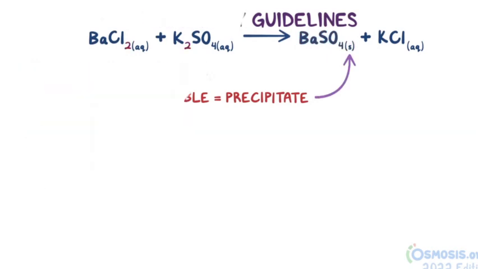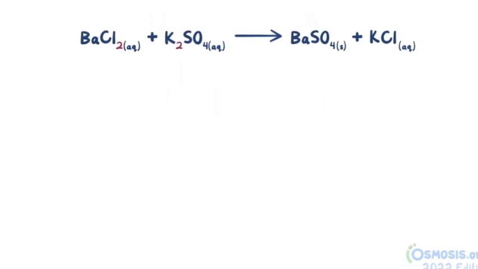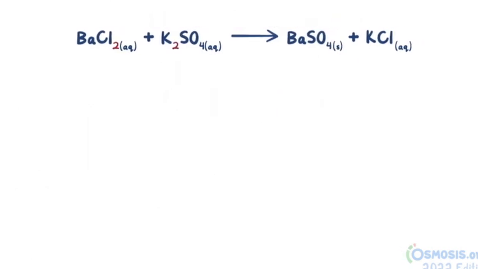Next, we can balance our equation. There are 2 potassiums and 2 chlorides on the left side, and so we need the same number to be on the right side. So we put a 2 as the coefficient of potassium chloride on the right side. If we count up the number of barium and sulfate ions, we can see that there is 1 of each on the left and 1 of each on the right, and so our equation is balanced.